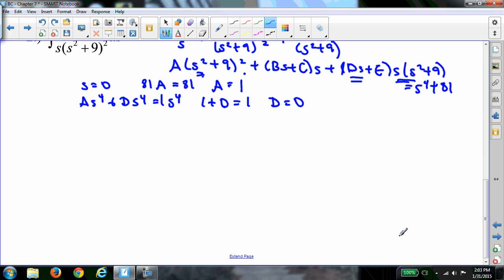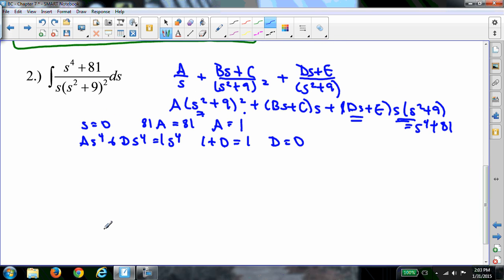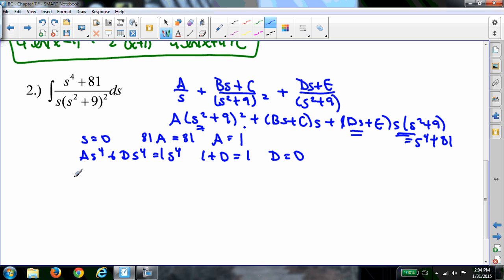Now I'll go ahead and rewrite this so I have a little bit less to work with. So if I rewrite this, a equals 1, so that'll be s squared plus 9 squared. B and c I don't know yet, so bs plus c times s. D is 0, so then e times s squared plus 9 has to equal s to the 4th plus 81.